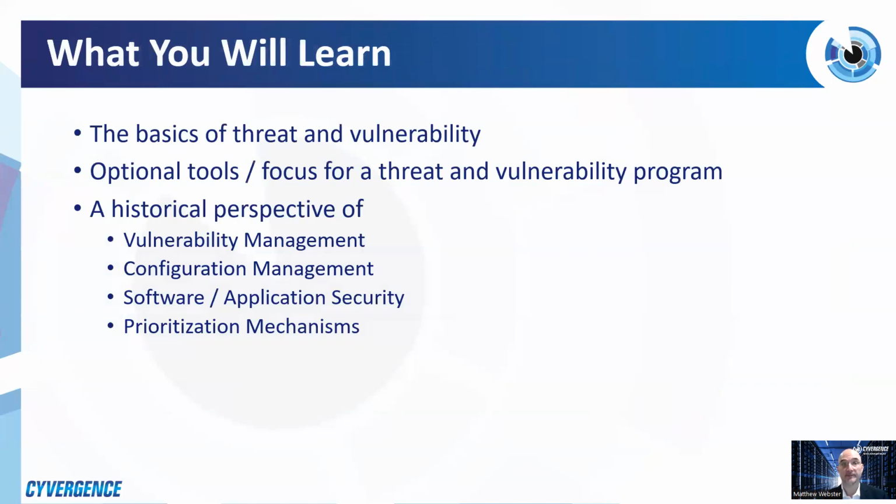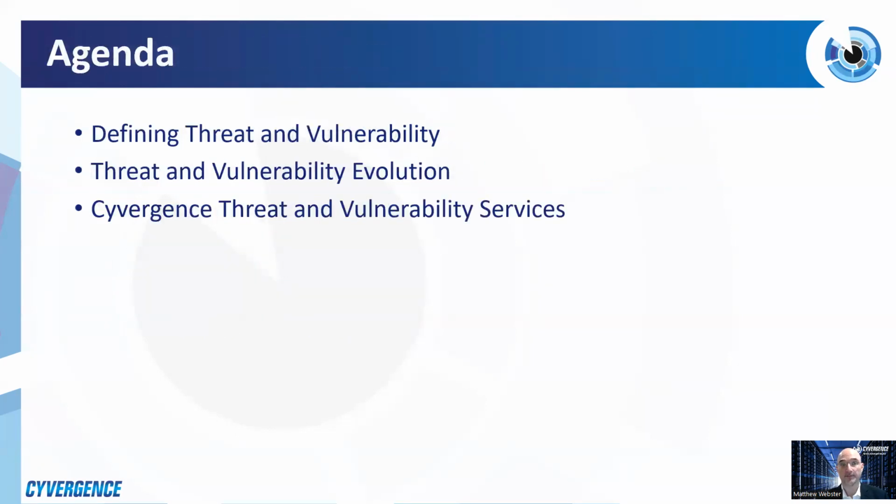What are you going to learn today? Today, we're going to cover the basics of threat and vulnerability programs. We'll take a look at a few optional tools and focuses for threat and vulnerability programs. We're also going to take a look at a historical perspective related to vulnerability management. That's going to include such areas as configuration management, software security, prioritization mechanisms. So the sections we're going to cover include defining threat and vulnerability evolution, and Cyvergence threat and vulnerability services.